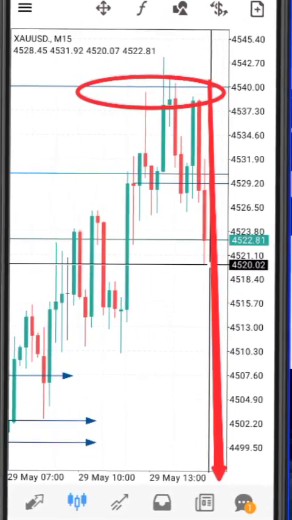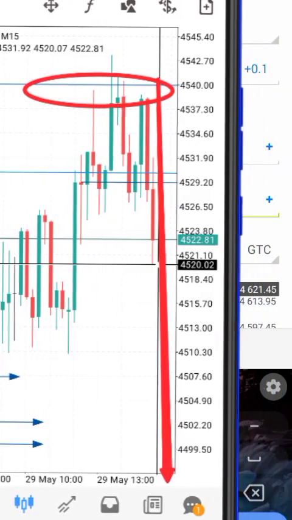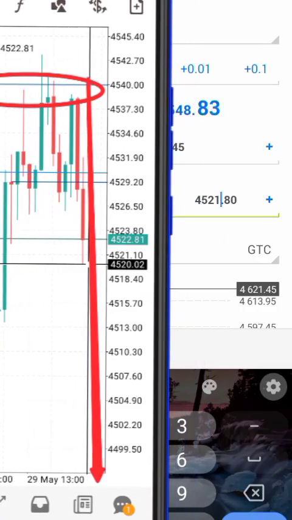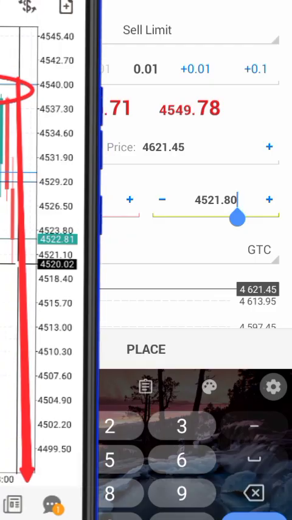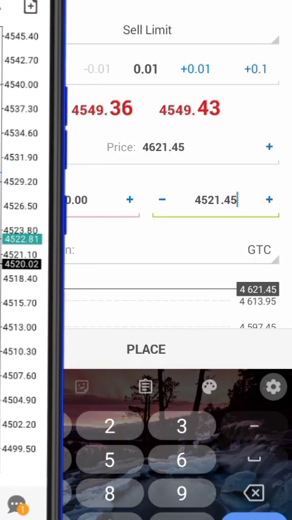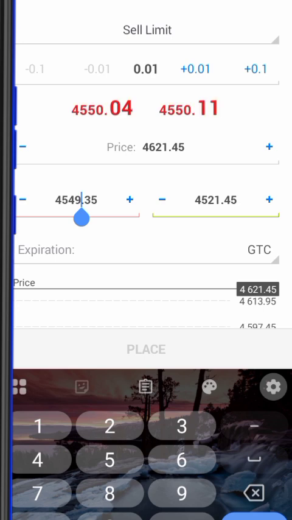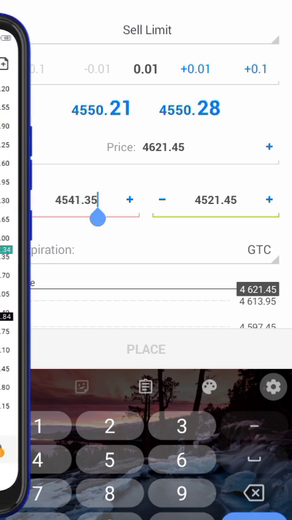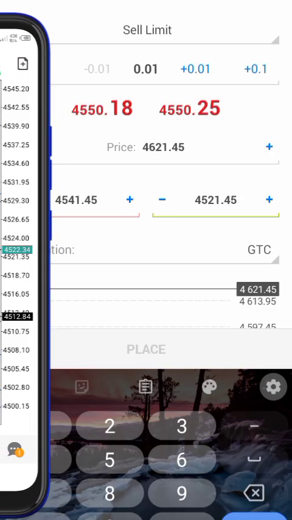The price given is 4621.45. Then we use the given take profit, which is equivalent of 4621, okay? So that will be 4521.45. So 1000 pips take profit, and then we are using 200 pips stop loss. So 4621 to 4641, 200 pips stop loss against 1000 pips take profit.